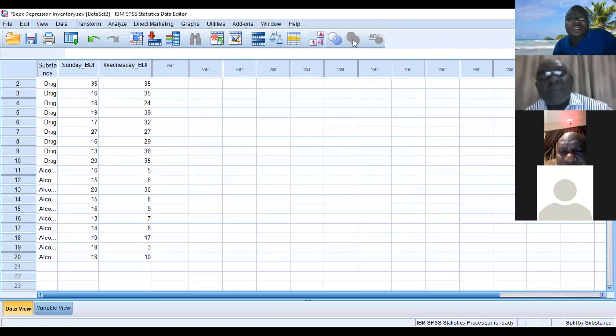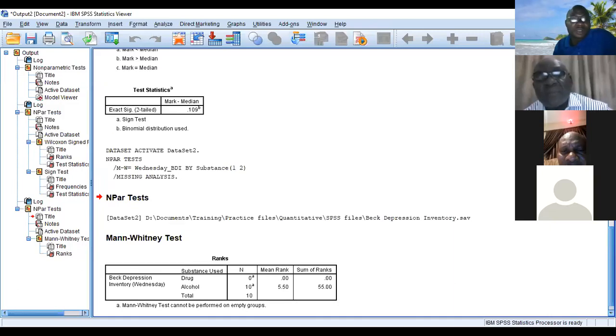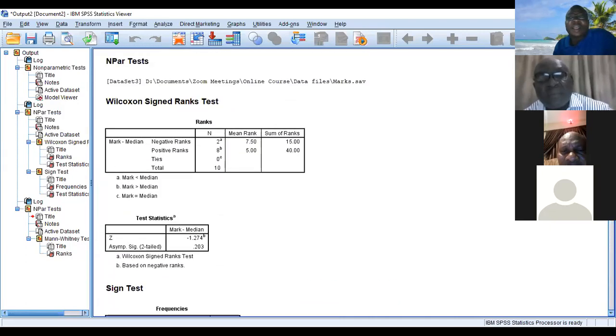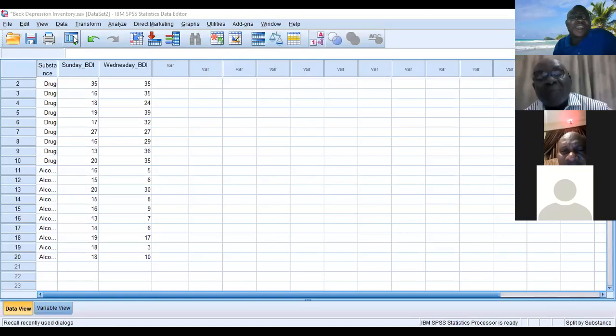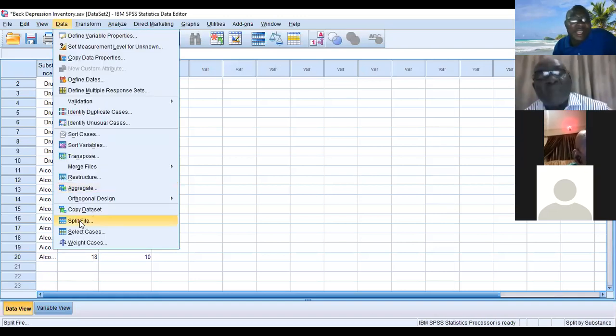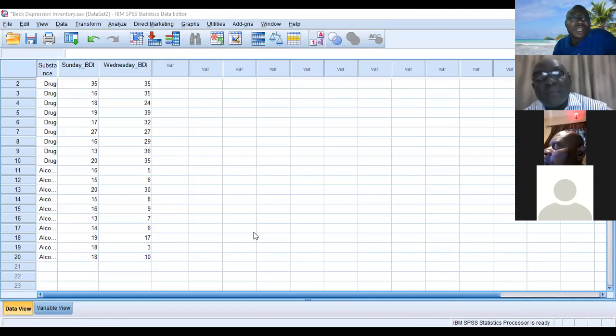Now click, and let me share the output. I think I did something before. I was running the paired test where I split the data, and I've not taken it back. That's why. So let me do it now.